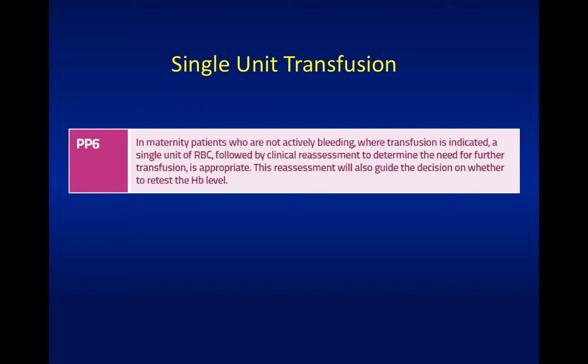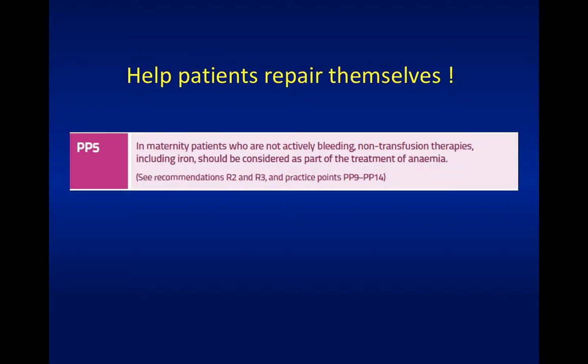If you do decide to transfuse, all of these patient blood management guidelines across all patient groups, not just obstetrics and gynecology, the recommendation is to use a single unit transfusion and then assess the patient. So that means assess the patients for their symptoms and signs, their clinical status, not have a look at their full blood count and see how high the hemoglobin has gone up.